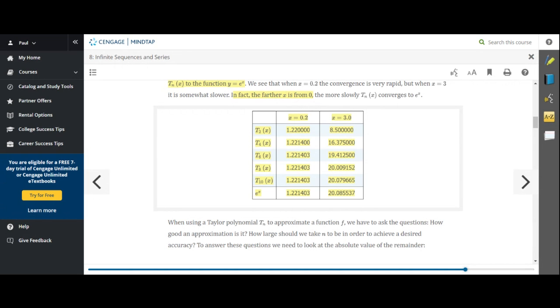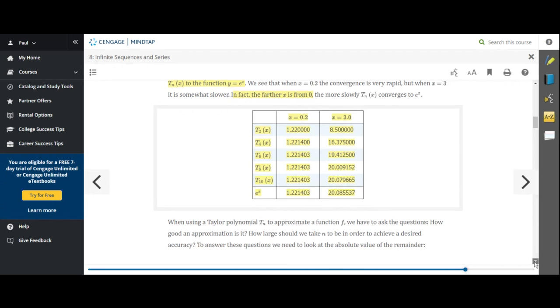The further away x is, the further away the x value is from a equals 0, the worse the approximation is going to get, typically. And that's true here. The approximations when x equals 3 for these Taylor polynomials are not nearly as good as the approximations for the Taylor polynomials when x equals 0.2.